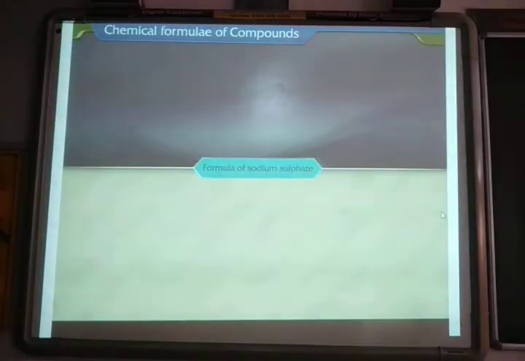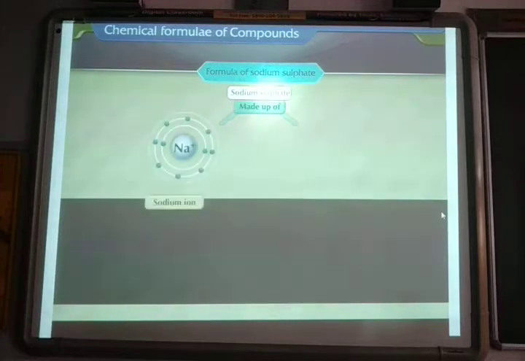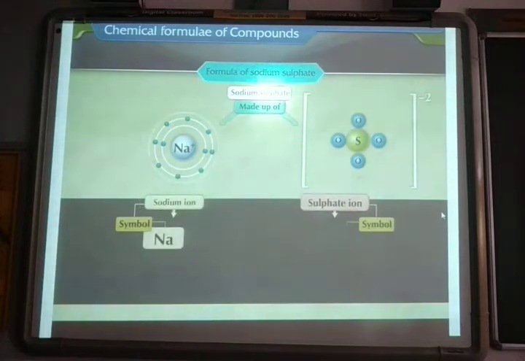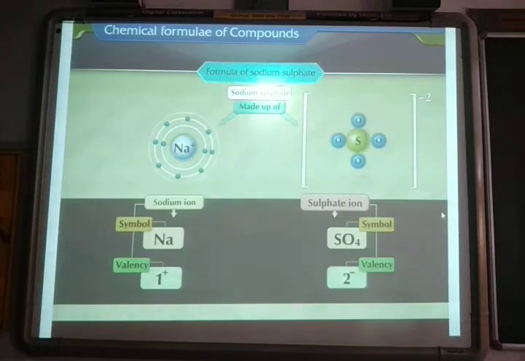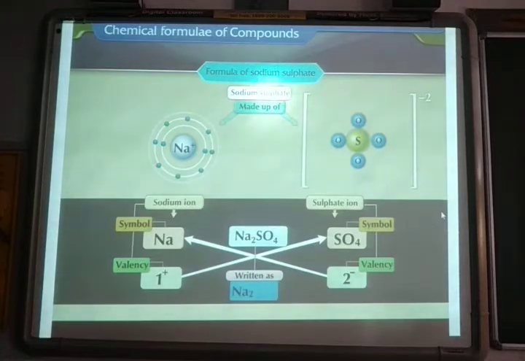Formula of sodium sulfate. The combining ions are sodium ion and sulfate ion. The symbol of sodium ion is Na and that of sulfate ion is SO4. The valency of sodium ion is 1 plus and that of sulfate ion is 2 minus. On crossing over the valencies, we get the formula of sodium sulfate as Na2SO4.